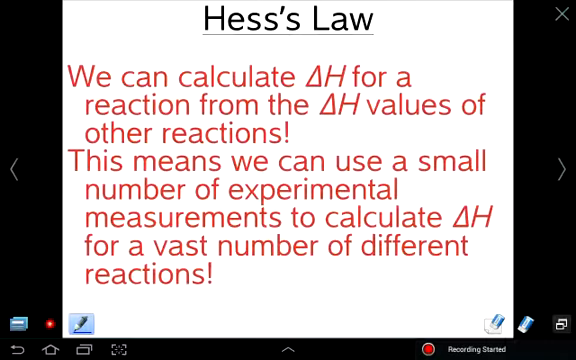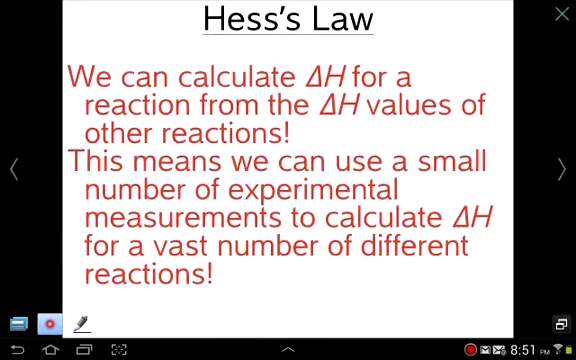Okay, this will be Chapter 5, Lesson 4, and what we'll talk about here is something called Hess's Law. The idea here is that we can calculate the delta H for a reaction from the delta H values of other reactions. The reason this can happen is because chemicals are actually linked, in the sense that we can look at their bonds and the breaking and the making of bonds. All that is linked together for a big picture.